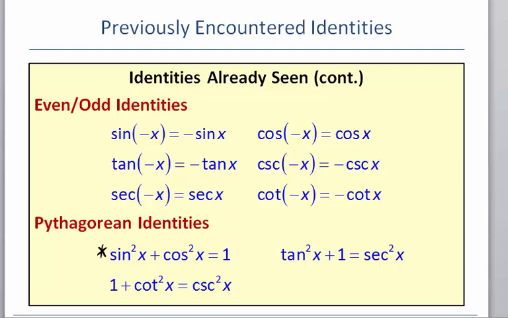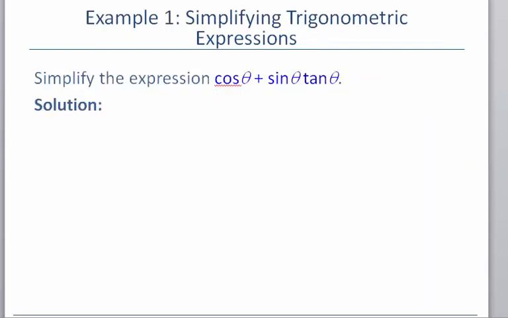So with those in mind, let's go ahead and begin our first example. Our first example asks us to simplify the expression cosine plus sine times tangent. Now, one technique that we will learn and practice in this section is taking an expression and writing everything in terms of sines and cosines. So I'm going to begin by writing my expression down.